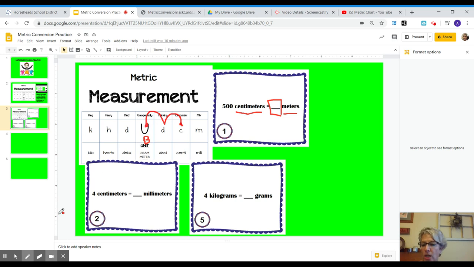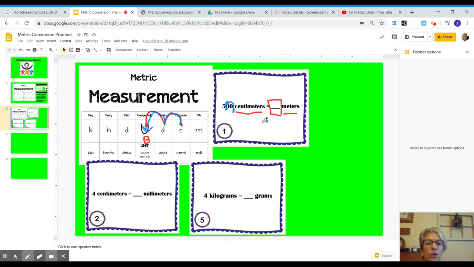Okay, so I'm going to change my colors just because I want to. And let's see. When I see that number 500, I don't see a decimal, but there is one there at the very end. We can assume that. That's what you have to know. Now, because we moved our decimal two places to the left, I'm going to do that here. So watch, I'm going to go one bump, two bumps, and put my new decimal there.